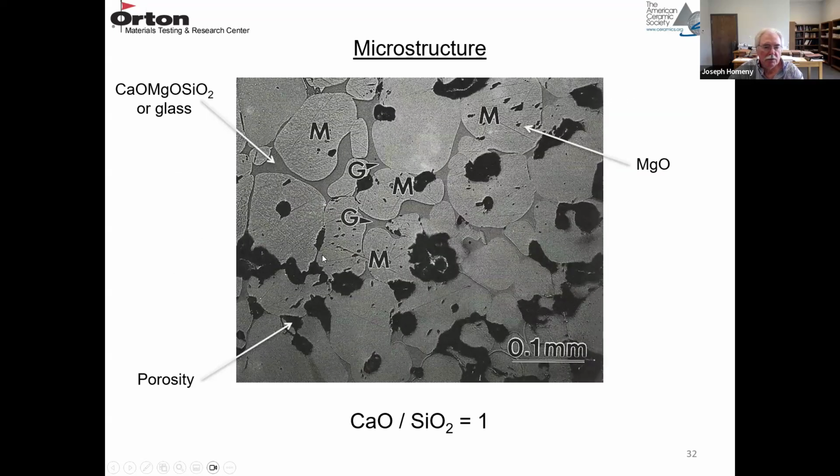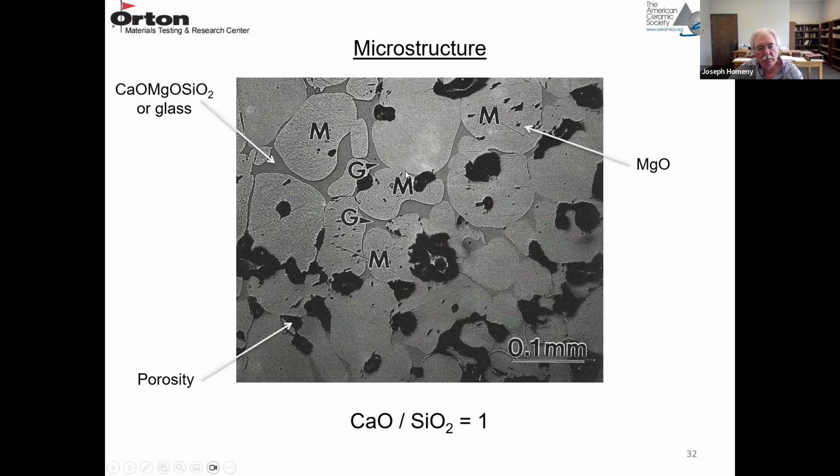So this is a microstructure of an MgO refractory with a lime to silica ratio of 1. The black regions are the pores. These lighter gray crystals labeled M are the MgO crystals. And then this darker gray region, because the lime to silica ratio is low, is probably monticellite, CaO·MgO·SiO2, and that's in this region here. It could be crystalline or it could even be a glass.